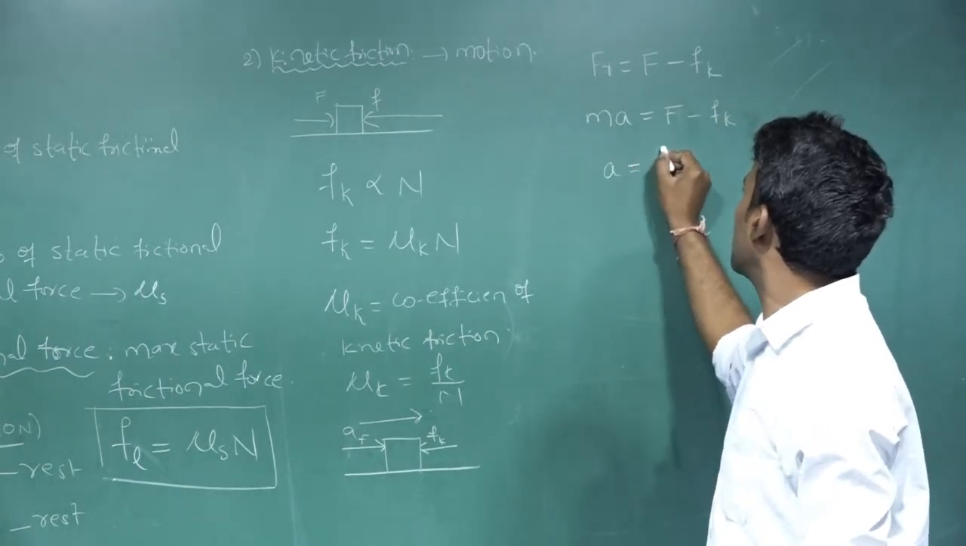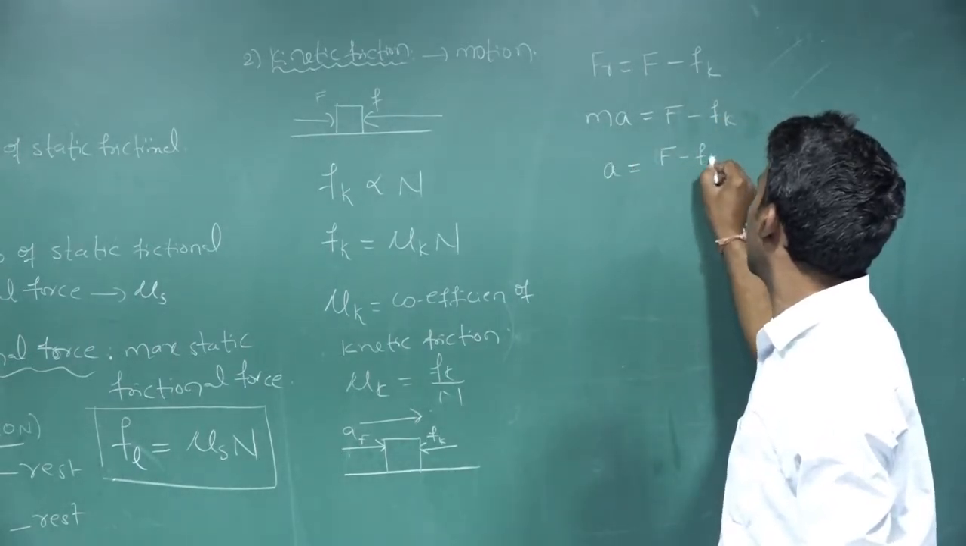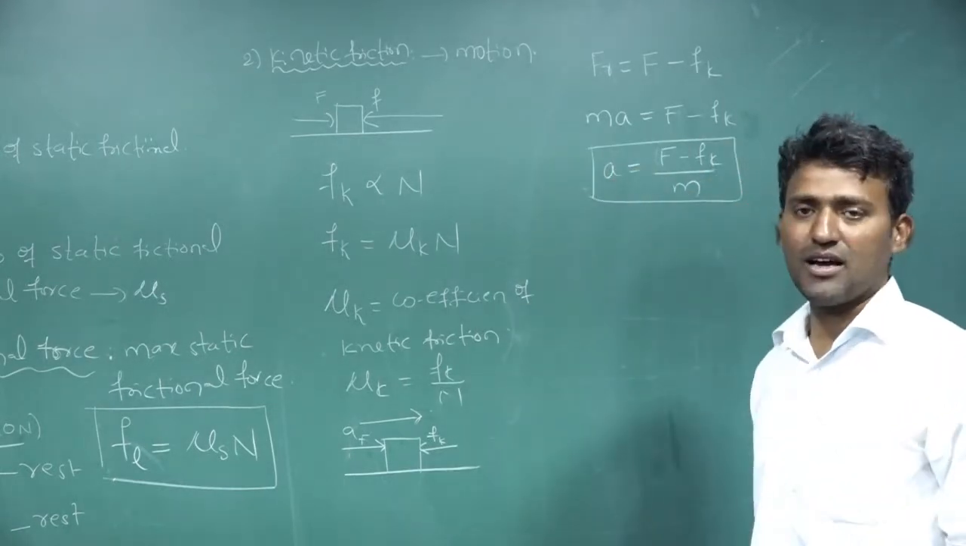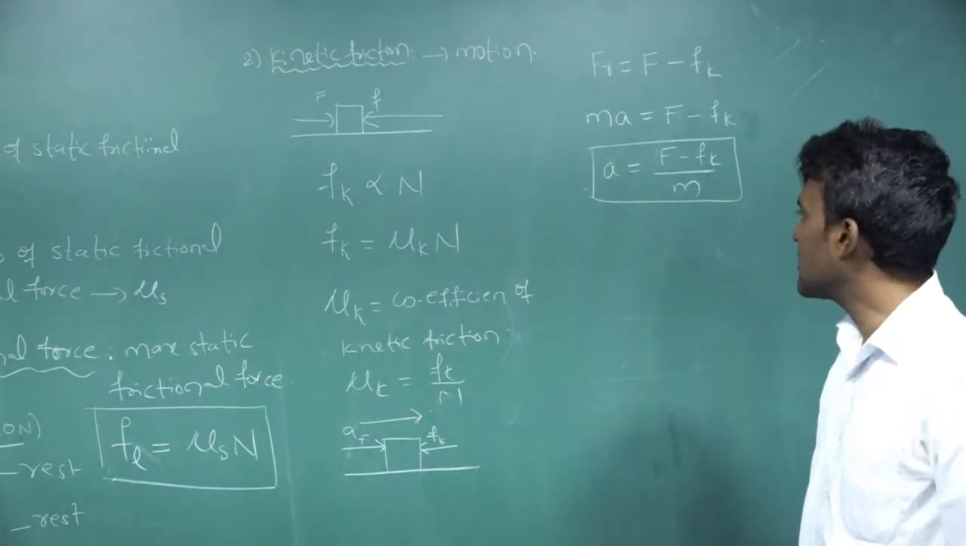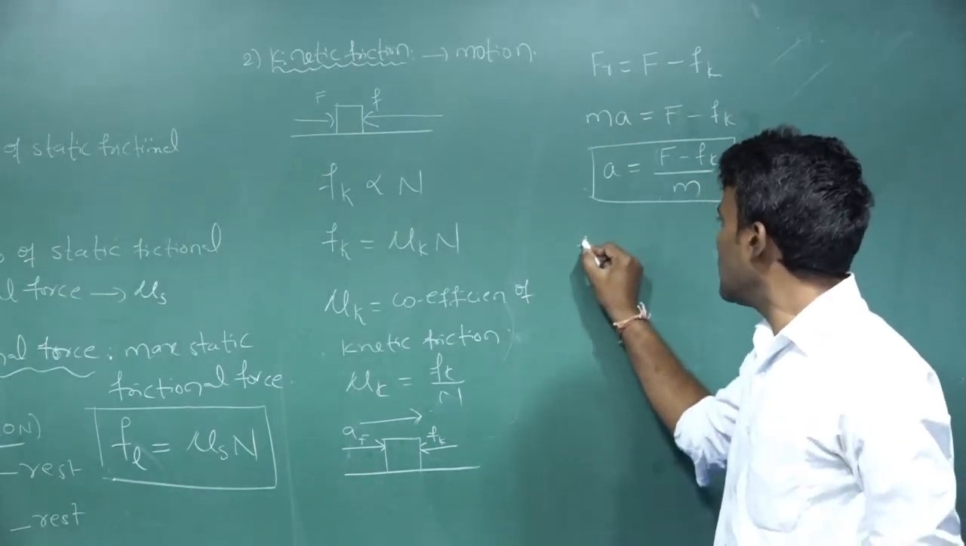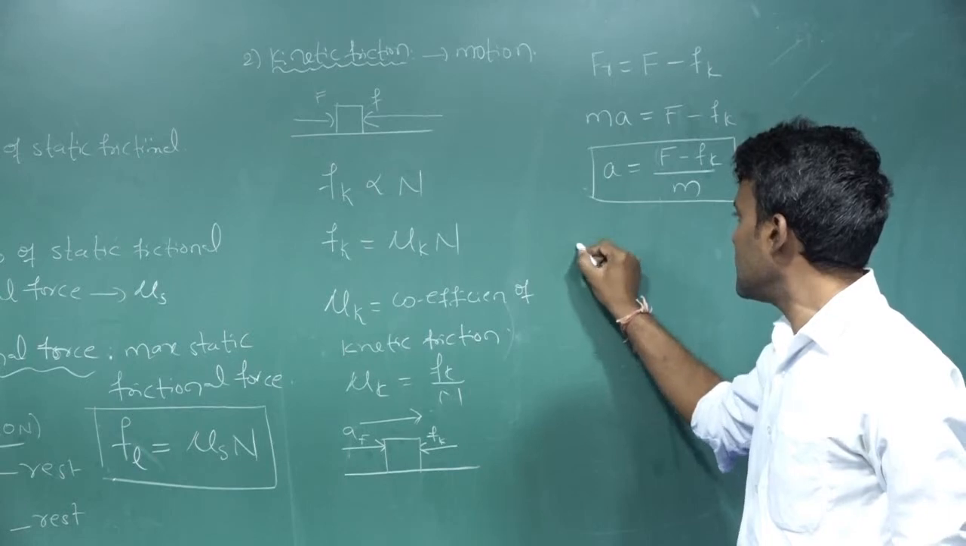Then a is equal to (F minus Fk) divided by m. Applied force, acceleration of the block. The acceleration of the block you can write as (F minus mu k N) divided by m. Okay. Rolling frictional force. Next one.